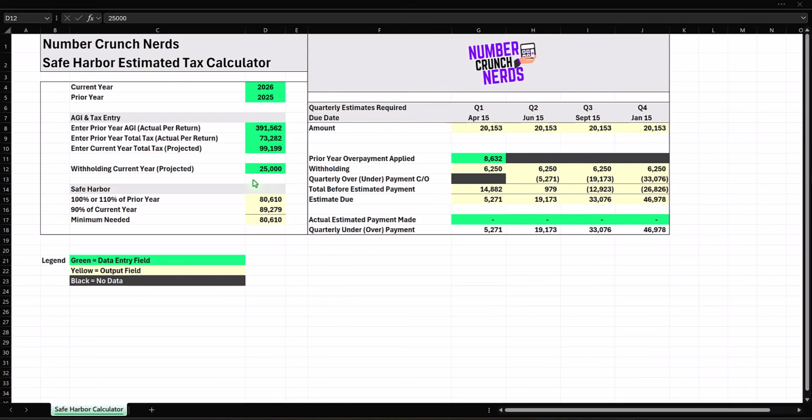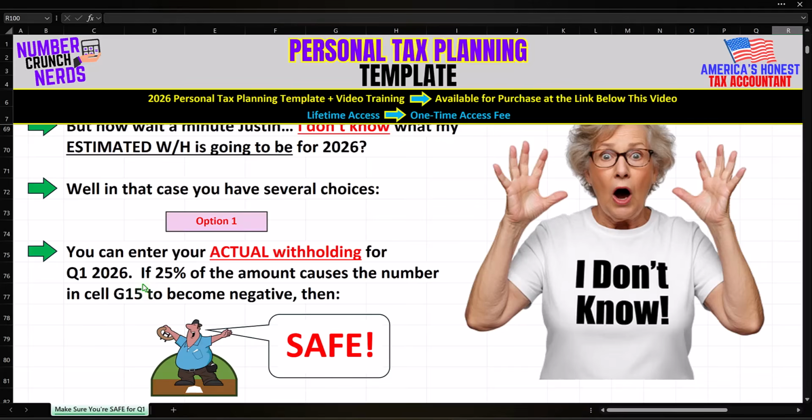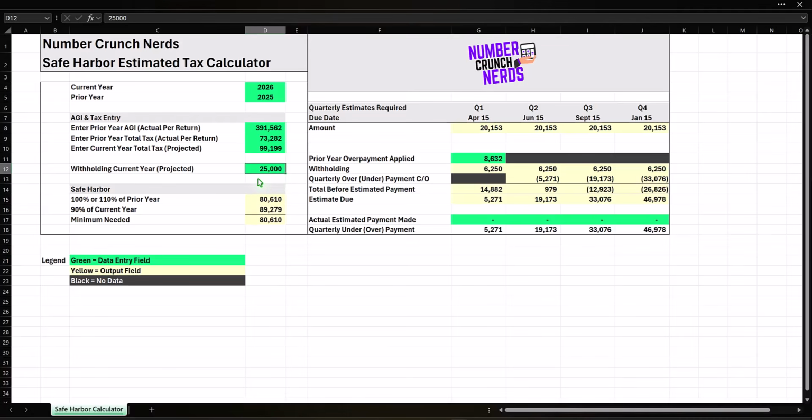Now, with that fact in mind, does that change the way that the IRS will treat withholding by default? And the answer to that is no. Regardless of when withholding occurs, the IRS will treat it by default as occurring pro rata, evenly spread across the 4 quarters. So what did we say in this second sentence right here? If 25% of the amount causes the number in cell G15 to become negative, then we are safe. So did 25% of this $25,000, which is $6,250, cause the number in cell G15 to become negative? And the answer is no.